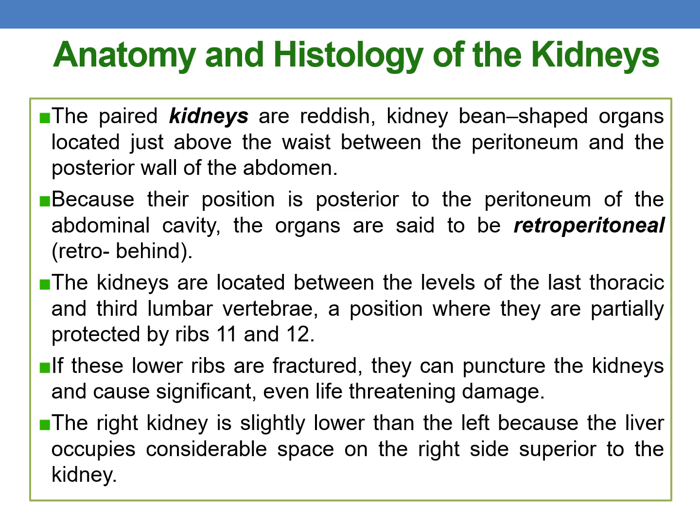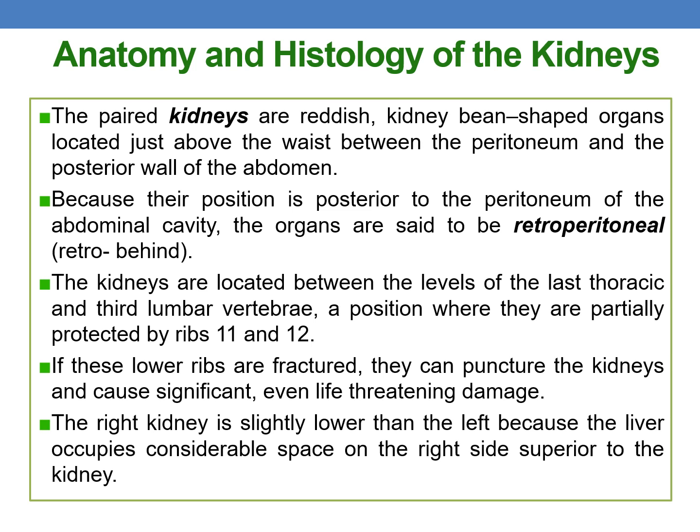Coming to anatomy and histology of kidneys. The paired kidneys are reddish, kidney bean shaped organs located just above the waist, below the peritoneum and the posterior wall of the abdomen. Because their position is posterior to the peritoneum of the abdominal cavity, the organs are said to be retroperitoneal. That is, they are behind the peritoneum.